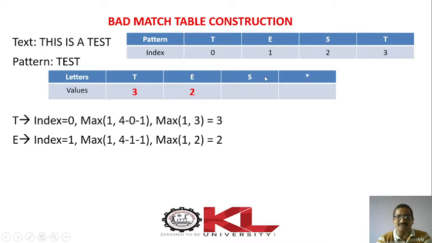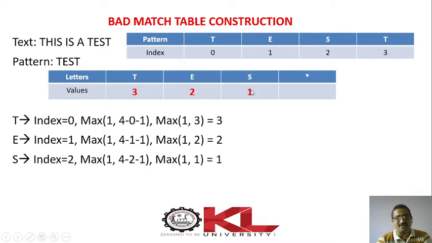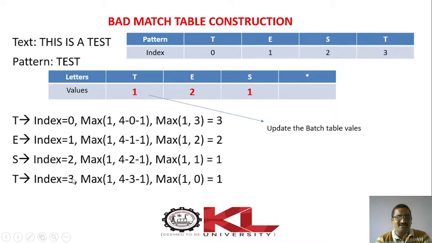Similarly, can you guess what is the value of this S? S, exactly right. S is equal to 1. Now you may be a little bit confused, because there is one more T. So T, E, S we are calculating, and there is one more T. What is this T value? Again we are calculating the index of this T, where the index of the T is 3. Now you calculate the max, and the T value is equal to 1.